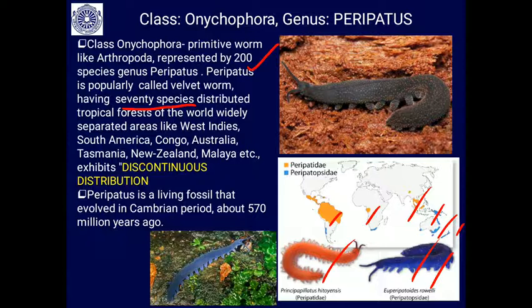Peripatus is a living fossil that evolved in the Cambrian period, very long back, about 570 million years ago. In that period all these landmasses were together as one landmass. Later they got separated by continental drift. That's why you see this discontinuous distribution with respect to Peripatus. It is called a living fossil because for the last 500 million years it has not undergone much change.